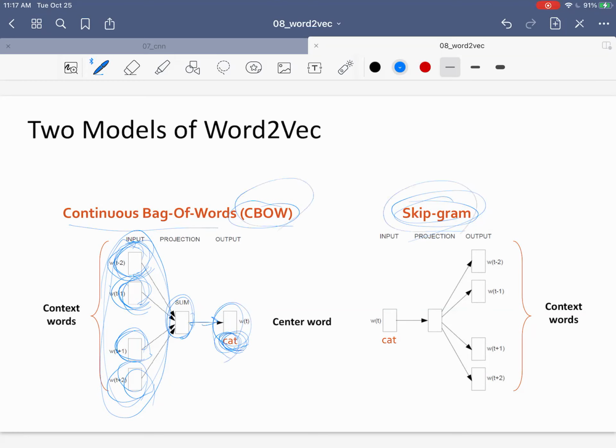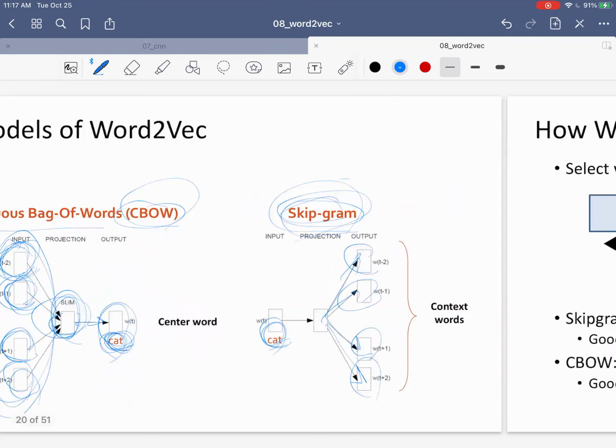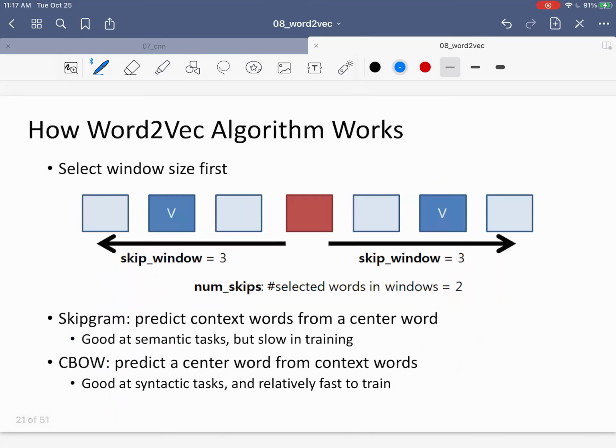It's the opposite. When you have a word cat, you want your cat vector to be predictive of its neighboring words. So here in CBOW there's a summation, but in skipgram there's no summation. You simply have your target word cat trying to predict its neighbors: two to the left, one to the left, one to the right, two to the right. And as I said, skipgram is more frequently used.